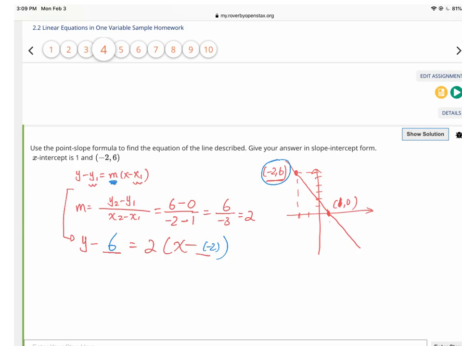So that's the hints that I give. I will leave you to complete this problem. You need to simplify and write that into slope-intercept form as your final result.